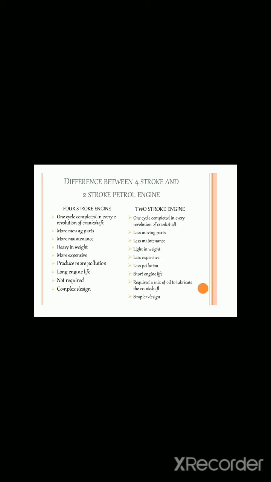Heavy in weight, then light in weight. 4-stroke engine is more expensive, 2-stroke engine is less expensive. 4-stroke engine produces more pollution, and 2-stroke produces less pollution. 4-stroke engine has long engine life, and 2-stroke engine has short engine life. It does not require any lubricant separately, and the 2-stroke requires a mix of oil to lubricate the crankshaft.